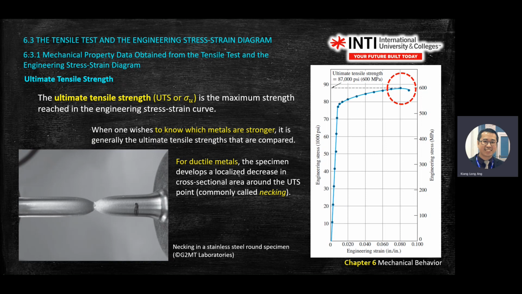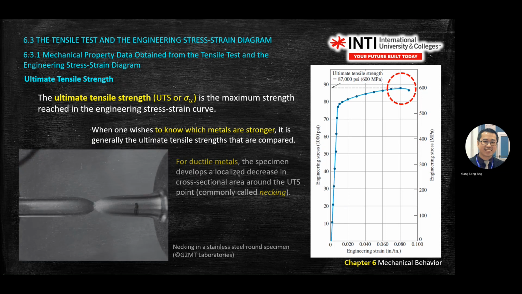With most metals you see this under a high-speed camera. If you pull very slowly, then you can see it. But under normal speed, only aluminum is very obvious. You will see this behavior.